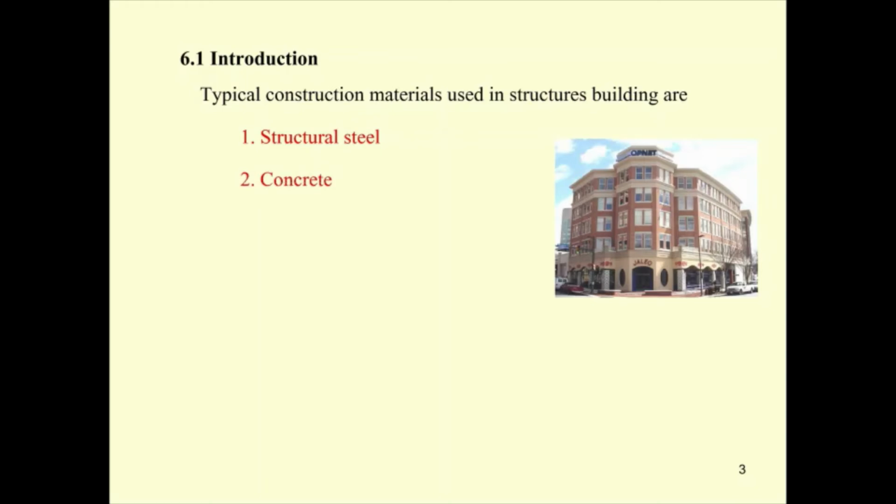Structural steel. Structural steel can be round bar RB, or deformed bar DB. This is used in reinforced concrete, or the pre-stressed strand that is used for pre-stressed concrete, or it may be a structural section. We have H, I, C, sometimes L, sometimes C. You have various sections.